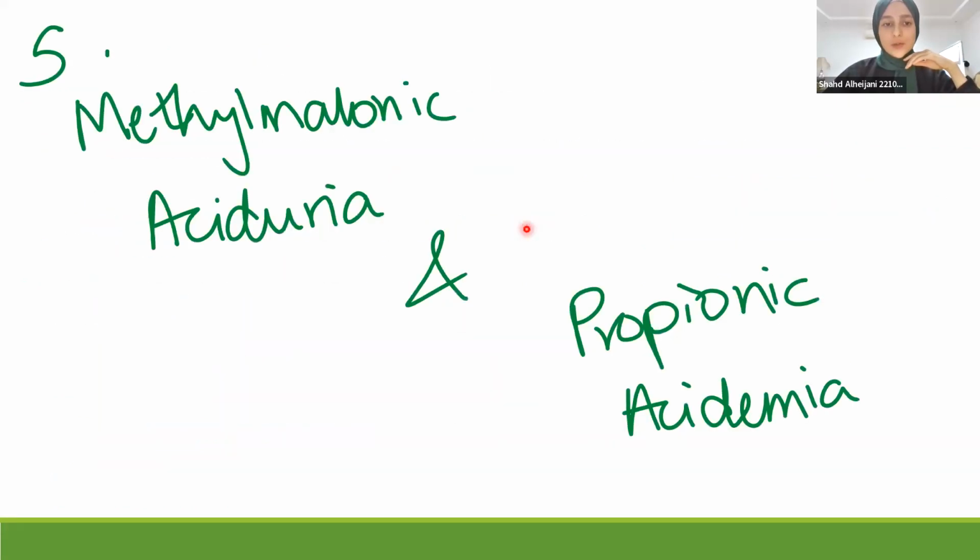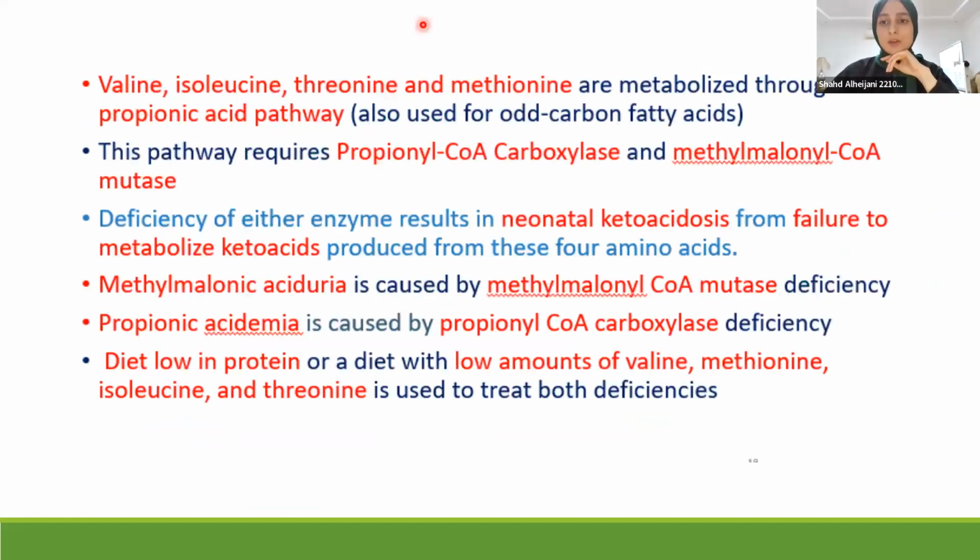Okay, I'll move to the next one. So in the next one, we have methylmalonic aciduria and propionic acidemia. Here we have 4 amino acids. We still have valine and isoleucine from the previous pathway, but in addition to that, we have threonine and methionine. Those 4 amino acids are involved in this defect. These 4 amino acids converge into one pathway, the propionic acid pathway.